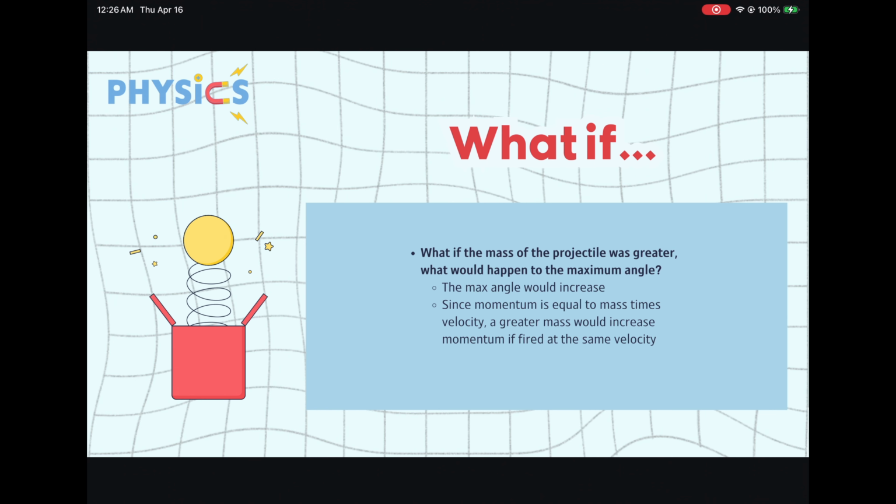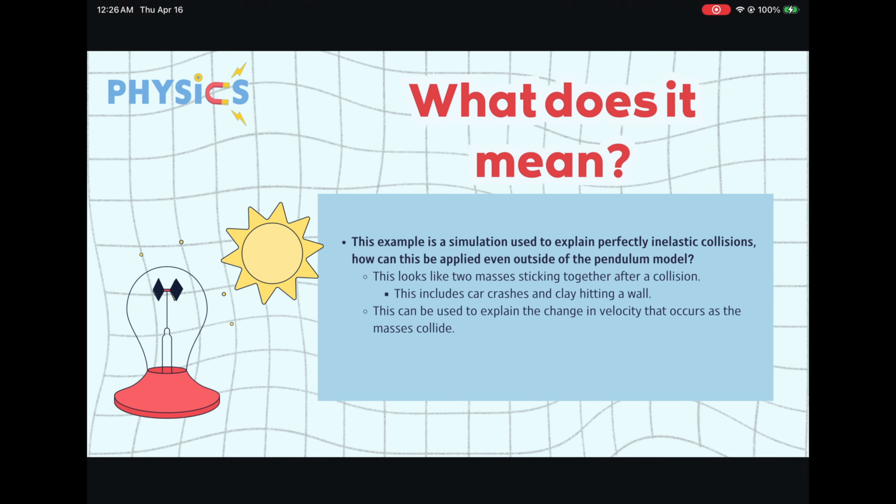And then, what does this mean? This example is a simulation used to explain perfectly inelastic collisions. How can this be applied even outside of the pendulum model? This looks like two masses sticking together after a collision, which includes car crashes and clay hitting a wall. This can be used to explain the change in velocity that occurs as masses collide and stick together.